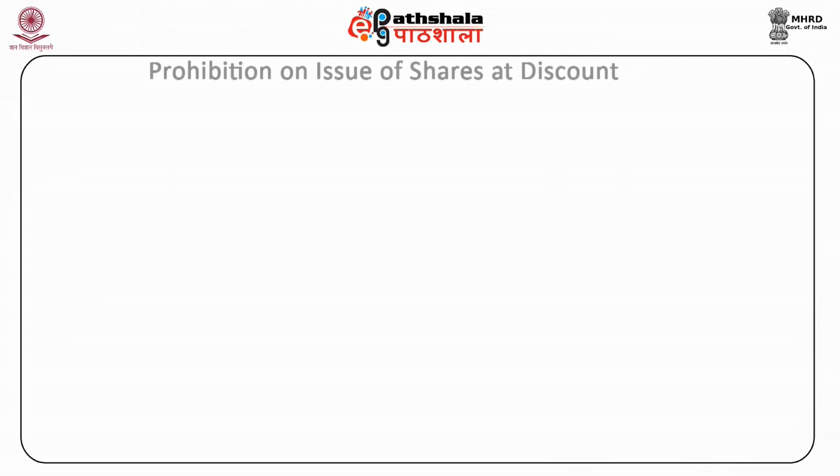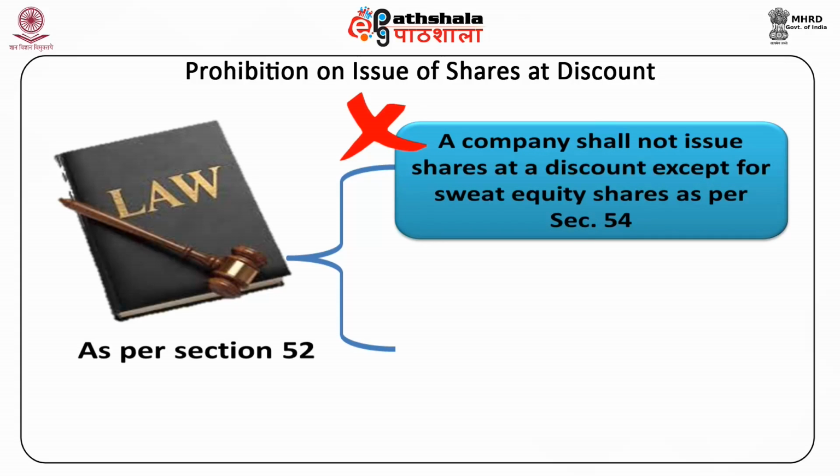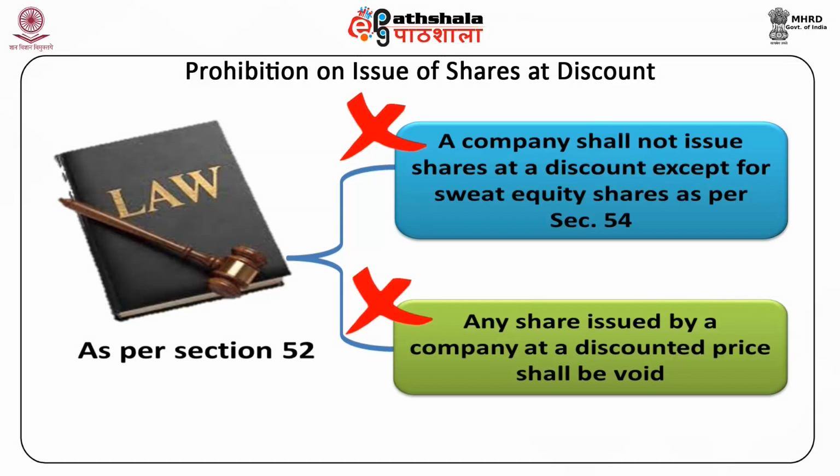Prohibition on issue of shares at discount. As per section 52, a company shall not issue shares at a discount except for sweat equity shares, section 54. Any share issued by a company at a discounted price shall be void.